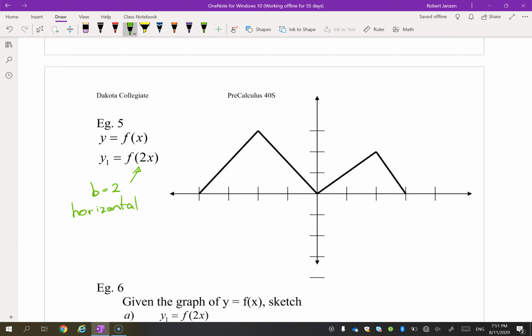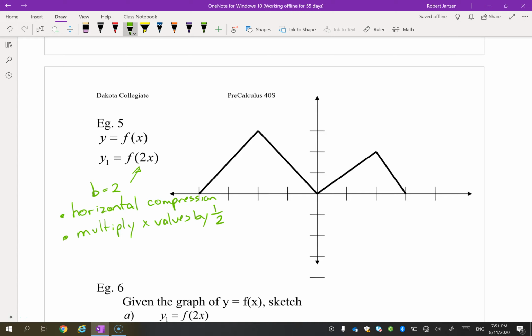Horizontal what? Well, I want to say stretch, but it's actually a compression. Okay, what's going to happen? I'm going to multiply my x values by half. Why am I doing that? Well, remember that we're actually going to divide by 2. Dividing by 2 is the same as multiplying by a half.